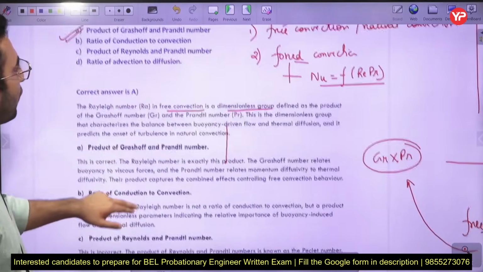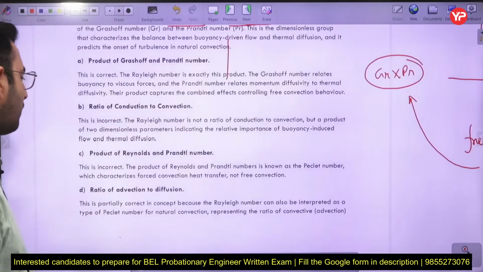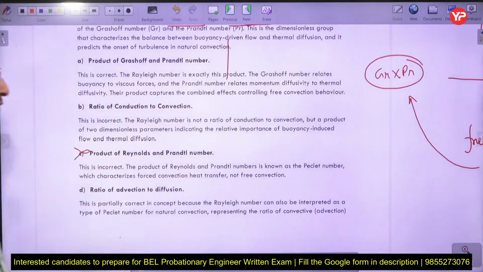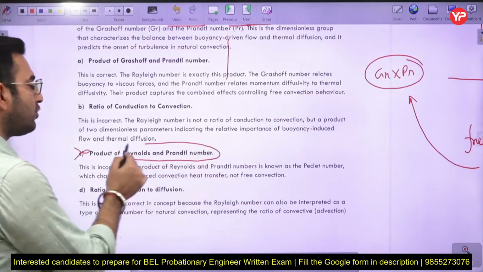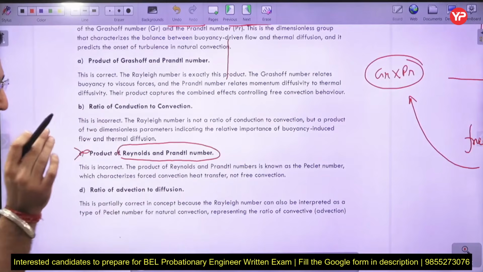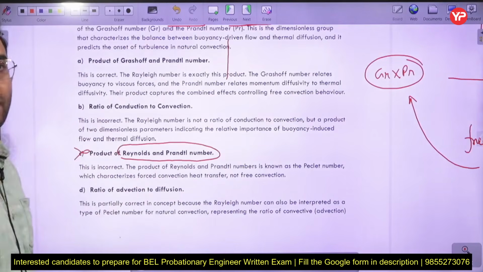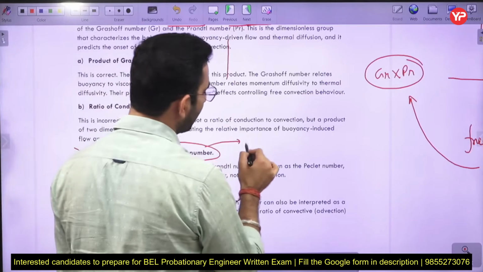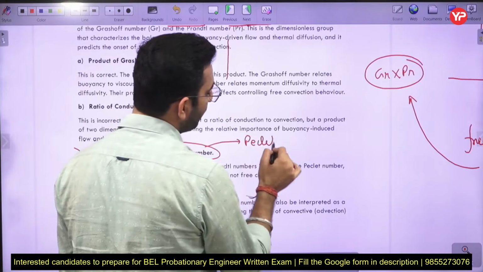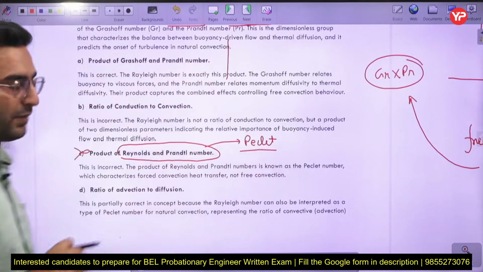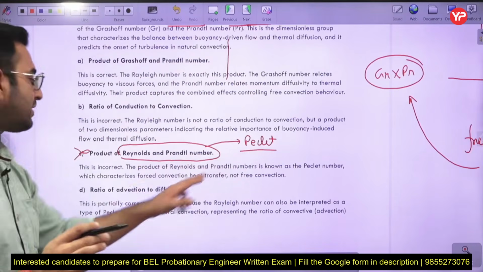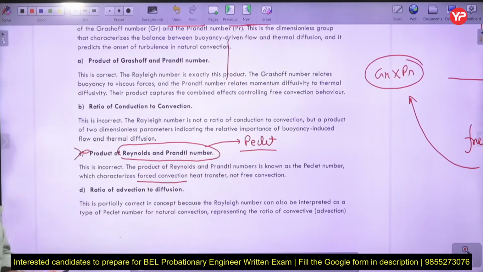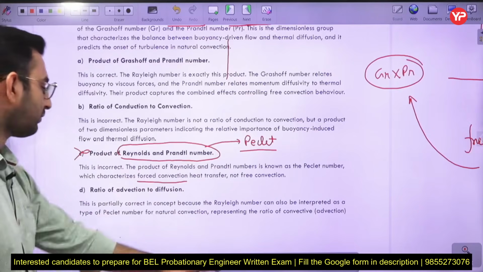Third option, product of Reynolds and Prandtl number, that is again a wrong one here. The product of Reynolds and Prandtl number is used basically in the Reynolds analogy. Okay, in the analogies you have used this number which is known as the Peclet number. So the Peclet number is defined as the product of Reynolds and Prandtl number. So this number finds its usefulness in the forced convection, okay, not the free convection.